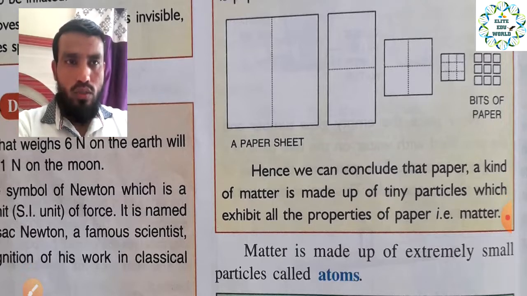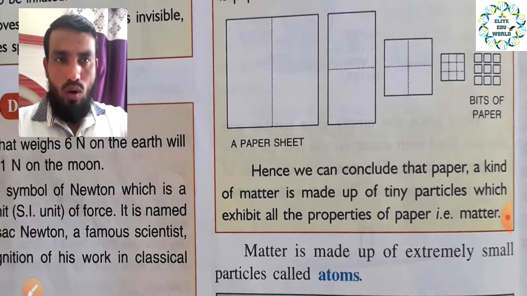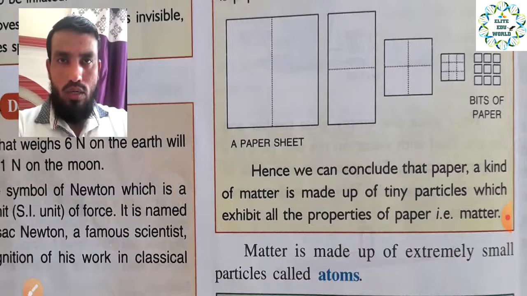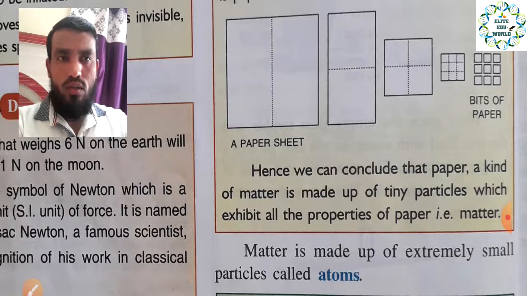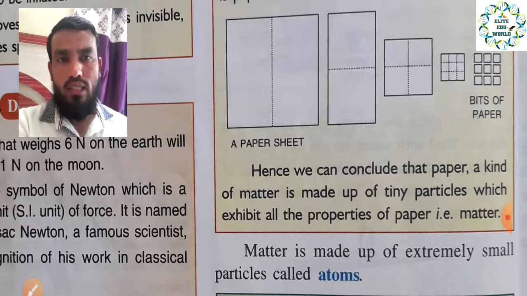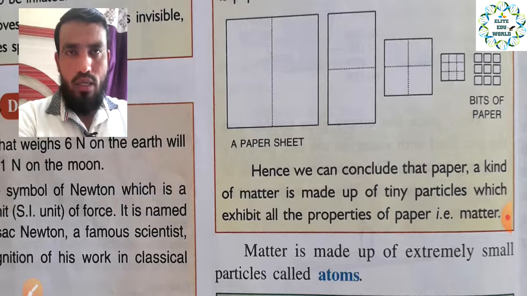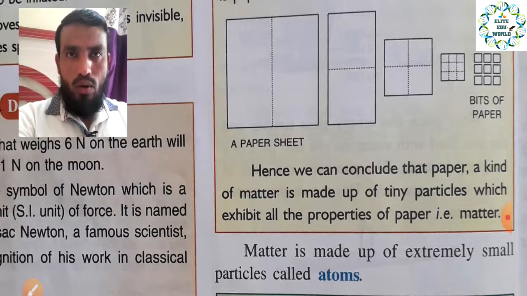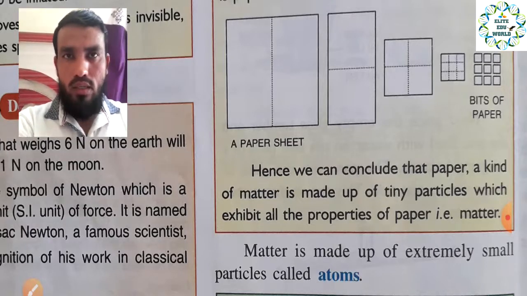Hence we can conclude that paper, a kind of matter, is made up of tiny particles which exhibit all the properties of paper. Whatever the smallest quantity of the matter which has all the characteristics of the matter, right? So the bits of paper are tiny particles which exhibit all the properties of paper. Even if it is divided into smaller and smaller quantities, it will not change its property. The property of any matter will not change as it is divided into smaller and smaller particles.